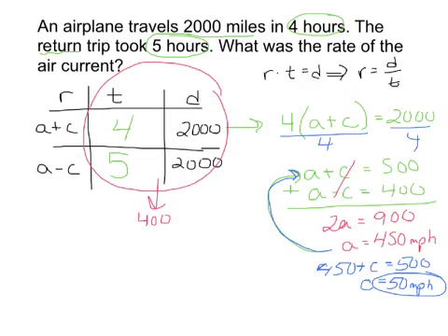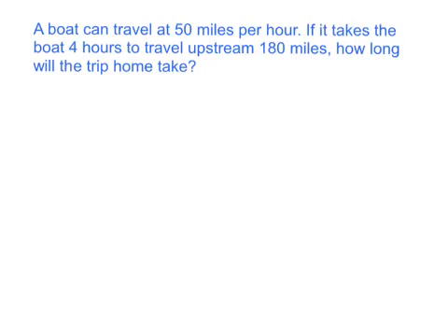Okay, one pretty simple example. A lot of times you are finding the rate of the object, rate of the boat, rate of the person, rate of the plane, as well as the air current, but there are times where you might have to find a certain time. Another example is a boat can travel at 50 miles per hour in still water or in a lake. If it takes the boat 4 hours to travel upstream 180 miles, how long will the trip home take?